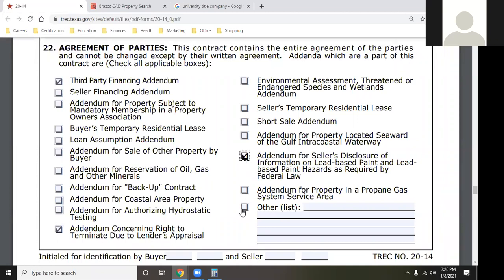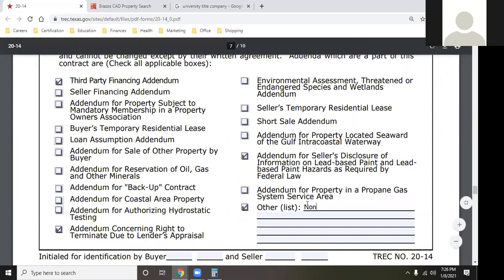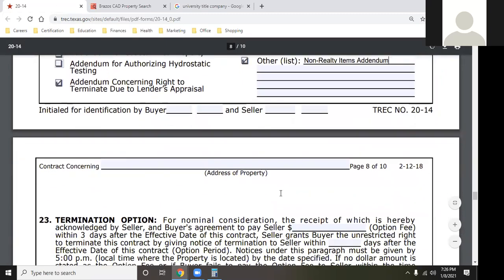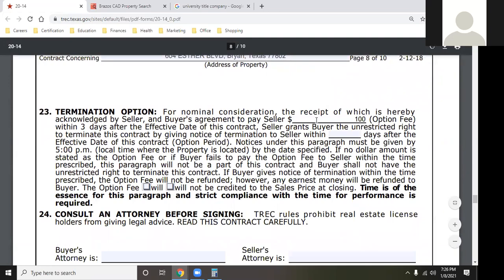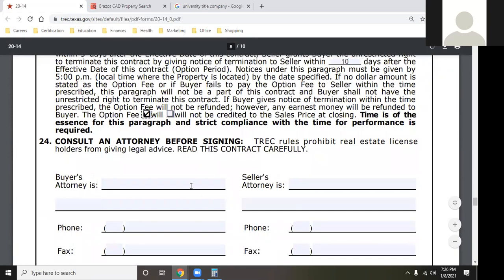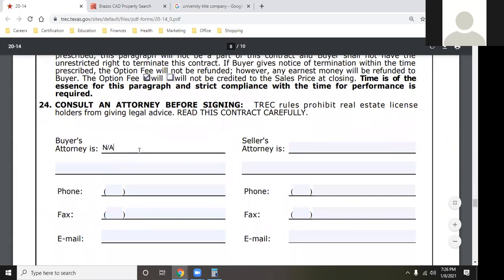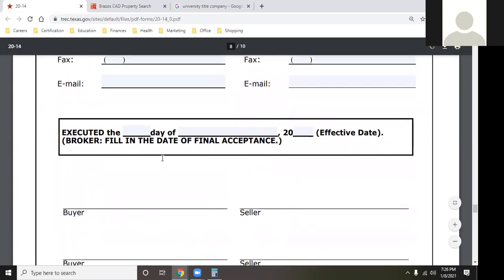Okay. And one other one that they have yet to steal, and I still don't know why they don't put it in there, is the non-realty items addendum. Okay. We scroll on down. At our address, here's our termination, $100 for 10 days. It will be credited. Mr. Grossman does not need an attorney.